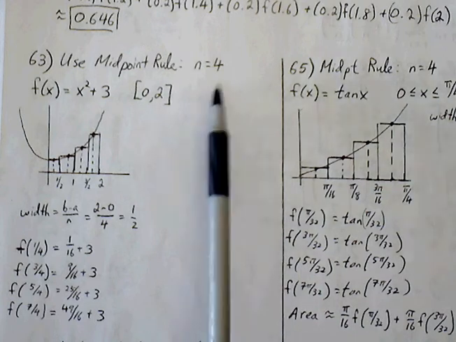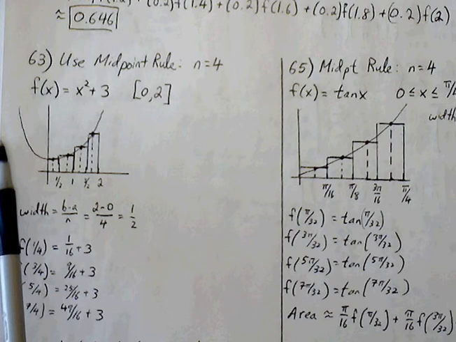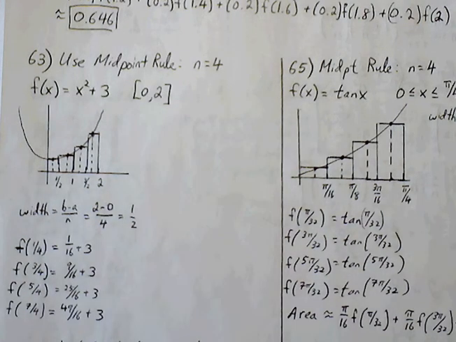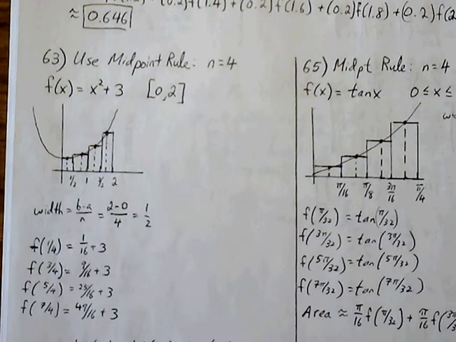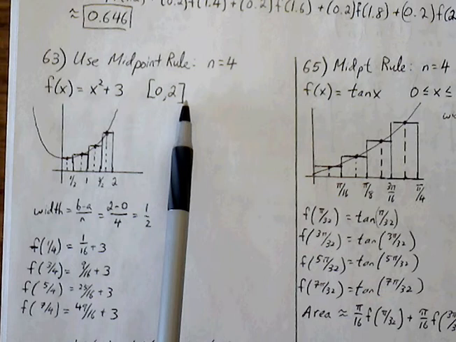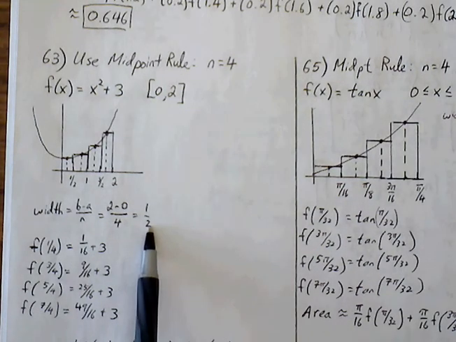Now we want to use the midpoint rule with n equal to 4. Our function is x squared plus 3, so I drew the graph here between 0 and 2. So first step, we want to find the width of each rectangle. Our width formula is b minus a over n. So 2 minus 0 divided by 4. So my width is simply 1/2.